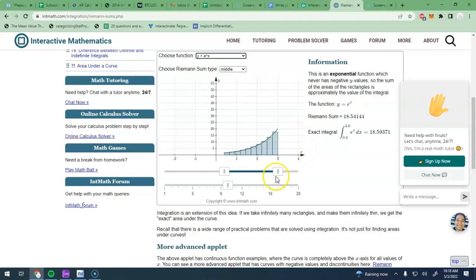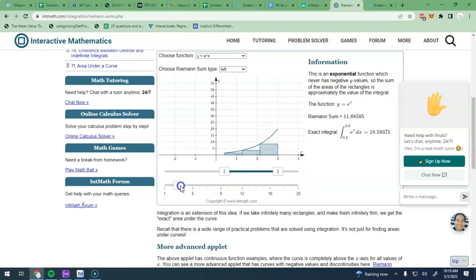Say e to the x. It's not anything like new, but will a left-hand sum in this case over or underestimate? Under. Why? Because it's increasing. Pretend you can't see it. I tried to hide it, but it didn't really work.